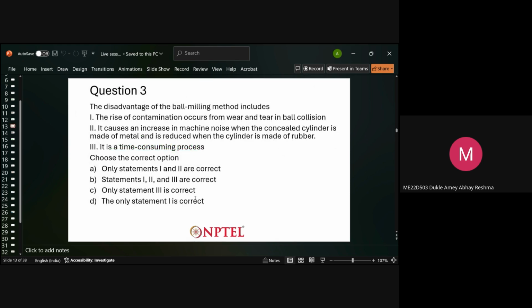In the third question, the disadvantage of ball milling method includes the rise of contamination that occurs from wear and tear of the ball collision. It causes an increase in the machine noise when the cylinder is made of metal, and is reduced when the cylinder is made up of rubber. It is a time consuming process. So you have to choose whether statements 1 and 2 are right, whether all the statements are right, whether only statement 3 is right, or whether only statement 1 is right. So the answer is all statements 1, 2, and 3 are correct.